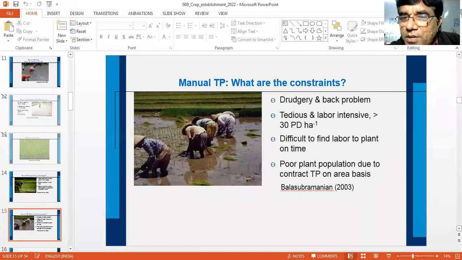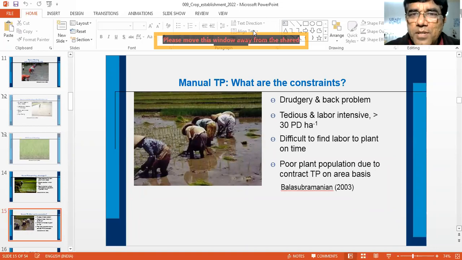Poor plant population due to contract transplanting on area basis. This is also important. If you are giving transplanting job to a contractor, then they will be in hurry and they may not keep uniformity in plant population. So that is another issue.